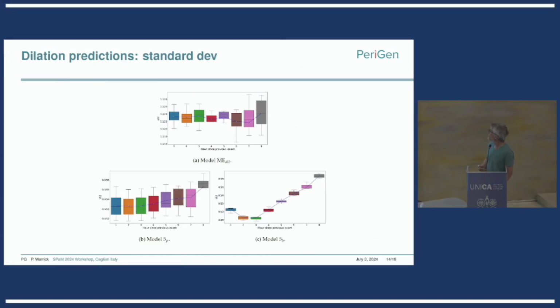And these confidence bounds are quite a bit less compared to the mixed effect. So this model is more confident in its predictions than the statistical model was.